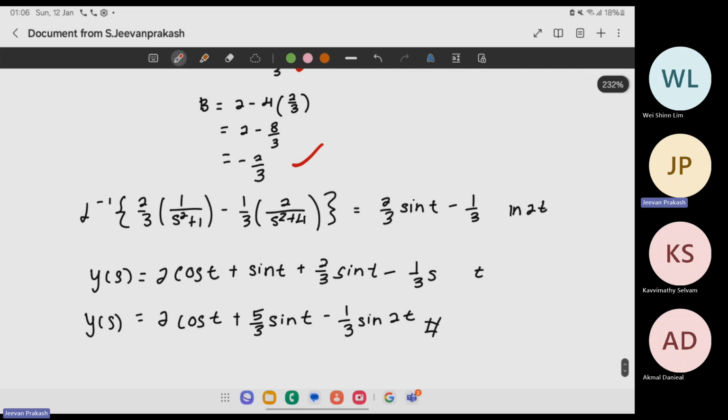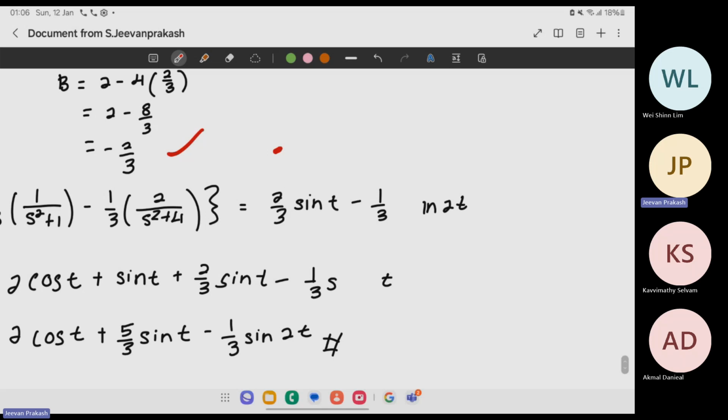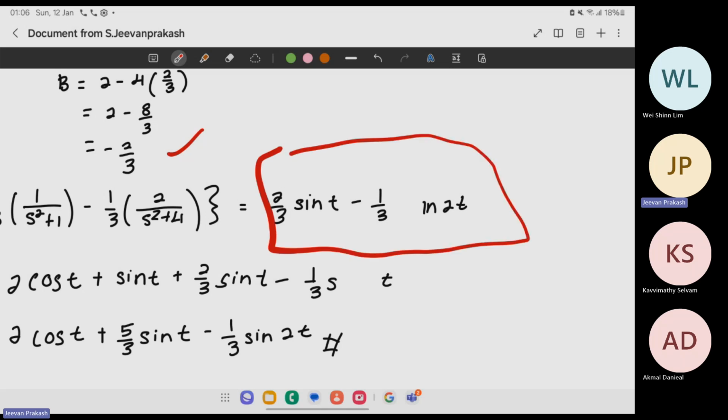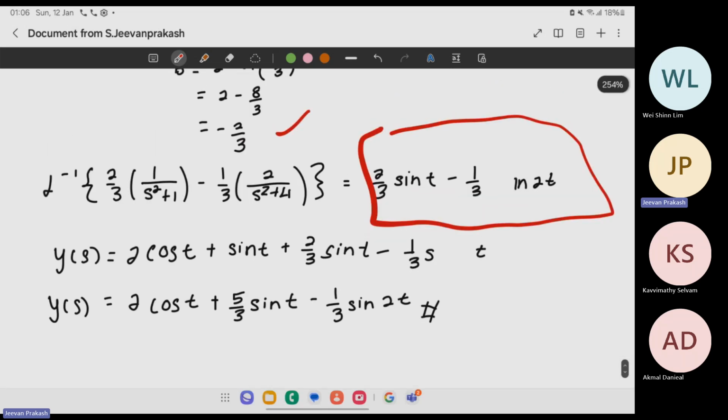Then we inverse Laplace the total equation. So inverse Laplace of 2 over 3 times 1 over s square plus 1, minus 1 over 3 times 2 over s square plus 4, will be 2 over 3 sin t according to the table of the Laplace transform, minus 1 over 3 sin 2t. So change back to t form. So y(t) equals 2 cos t plus sin t plus 2 over 3 sin t minus 1 over 3 sin 2t. So the final answer will be 2 cos t plus 5 over 3 sin t minus 1 over 3 sin 2t. Here 1 sin t plus 2 over 3 sin t will become 5 over 3 sin t. That's it.